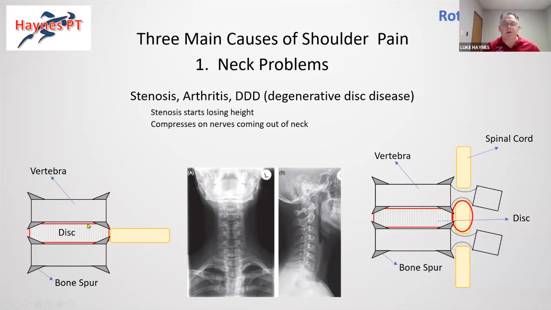So neck function is very important. And in the 2 pictures on the right, again, we're just looking at it from the side. The issue here is we can also, with this compression coming down or this loss of disc height, also see compression on the spinal cord itself. And so there's got to be something that can be done to deal with that. And we'll talk about that in just a little bit.